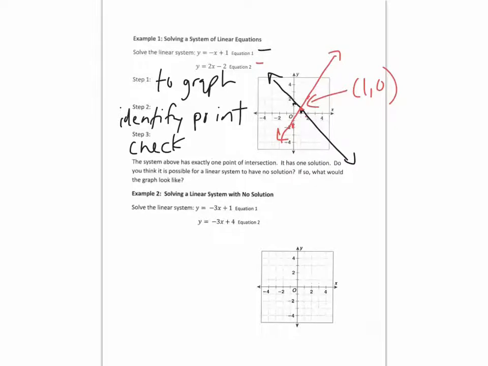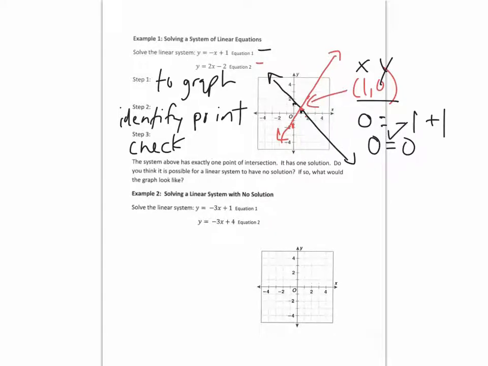And step 3, I want to check my work. I can check my work by plugging this point into both equations. In other words, in equation 1, 1 is my x-coordinate and 0 is my y-coordinate. I'm going to plug this into equation 1, 0 for y, and I want to make sure, does that in fact equal negative x, or -1 plus 1? It sure does. So (1, 0) is true in equation 1.